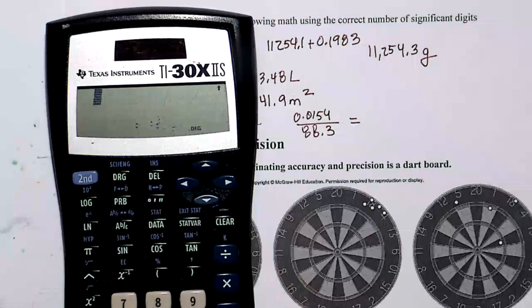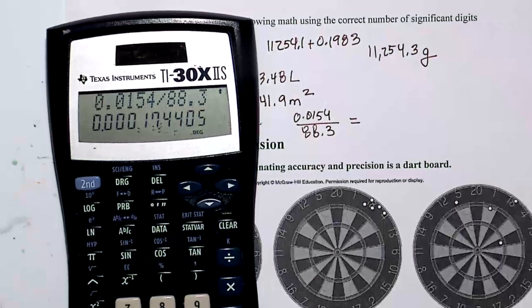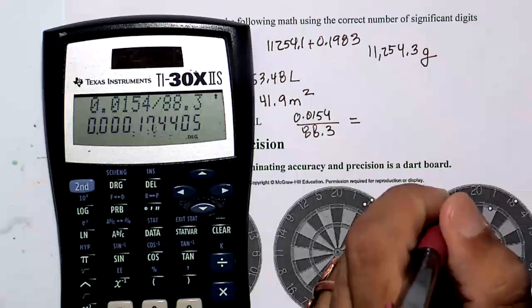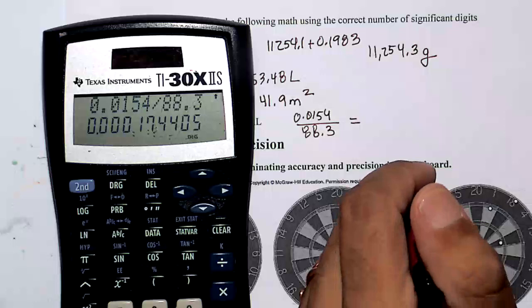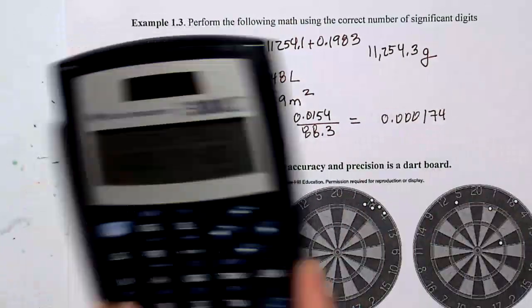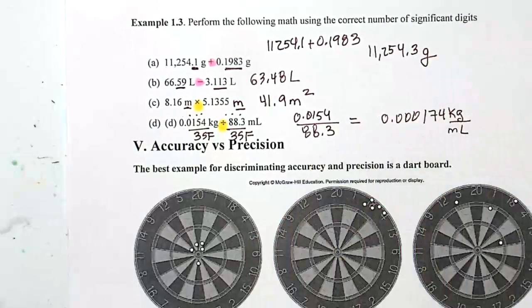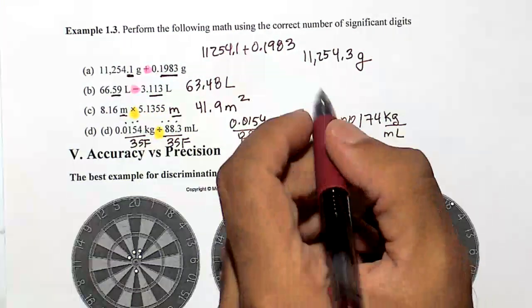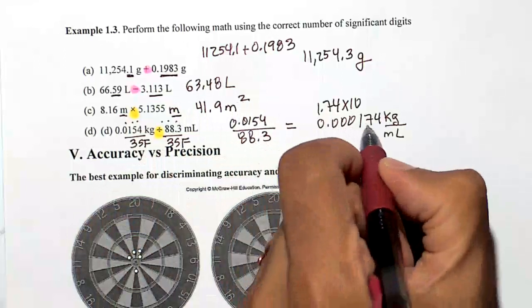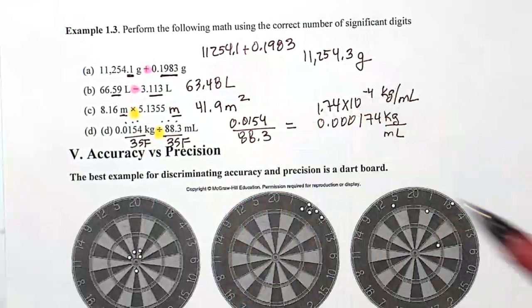Right? So final answer here is... okay. We wanted 3 sig figs. I'll put this in scientific. Is that okay? Or I can do this. 0.000174. Okay, let's put our units in there. Kilogram per mil. Okay, I could also do 1.74 times 10 to the minus 4 kilograms per mil.